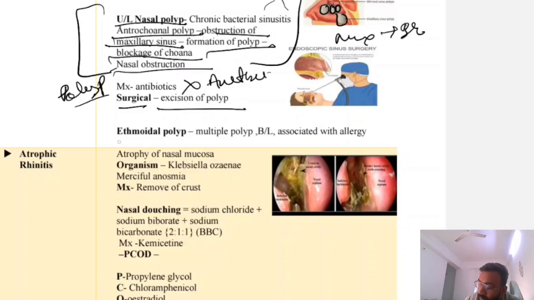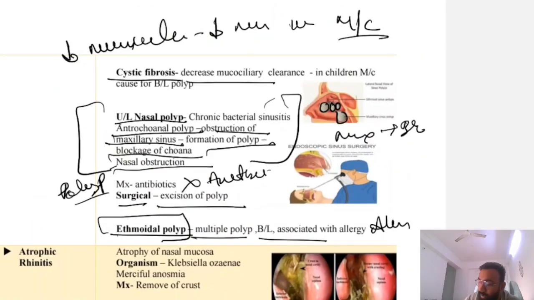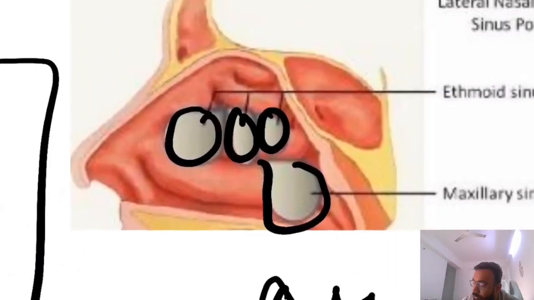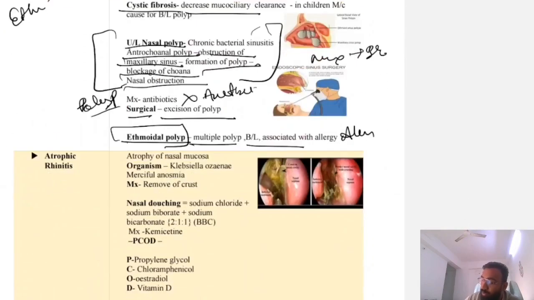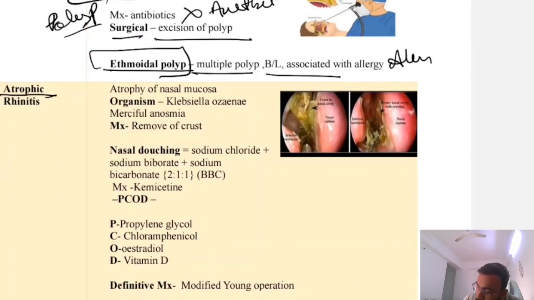And we have already discussed that ethmoid polyp has multiple polyps, it is bilateral, and it is associated with allergy. So we have discussed ethmoidal polyp, which is bilateral and associated with allergy. You can see this. And antrochoanal polyp is unilateral. It is obstructing the choana. Next is atrophic rhinitis.